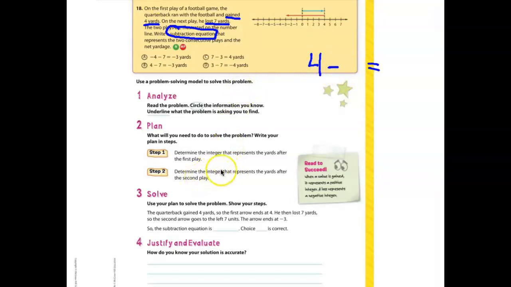Then it says determine the integer that represents the yards after the second play. So it said he lost 7 yards. What integer represents losing 7 yards? Go ahead and pick that for me, please. Okay, so gaining 4 yards is positive 4, and losing 7 yards is negative 7.